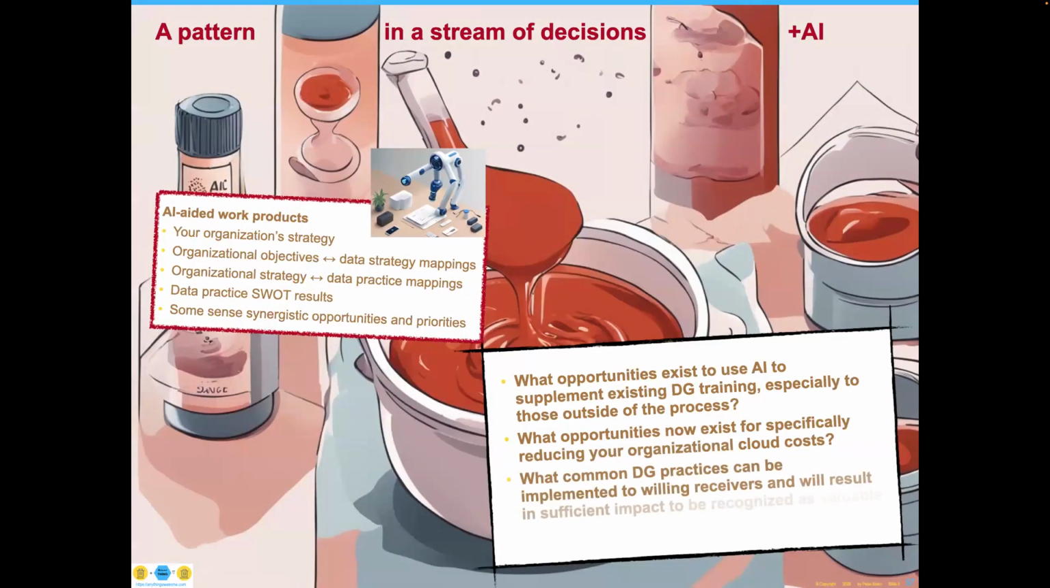So again, let's look at what's going on. Once again, the AI-aided work products can be your organization strategy and its data strategy. You can look at the objectives to data strategy mappings, and the organizational strategy to data practice mappings, because your data practices are also going to be important there. You can look at SWOT results and look at synergistic opportunities. So what opportunities exist for AI to supplement existing data governance training, especially for those outside of the process? What a great question. Again, it gives some really good answers.